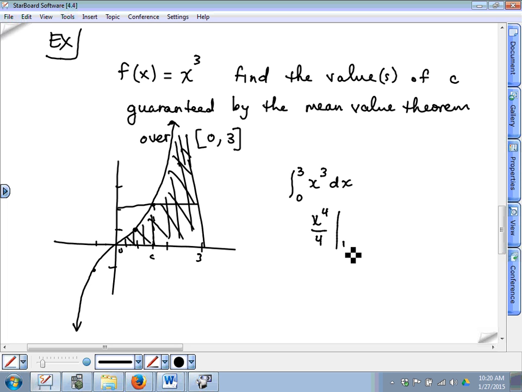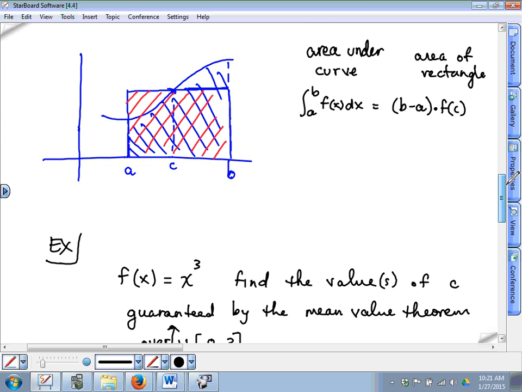X to the fourth over 4. Then we evaluate that between 0 and 3. So it's going to be 3 to the fourth over 4 minus 0 to the fourth over 4. The second one is just 0. 3 to the fourth is 81, so it's 81 fourths. Let's just leave it as 81 fourths.